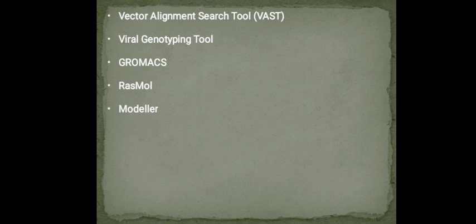The next one is Modeler. Modeler is used for homology or comparative modeling of protein three-dimensional structures. The user provides an alignment of a sequence to be modeled with known related structures, and Modeler automatically calculates a model containing all non-hydrogen atoms.